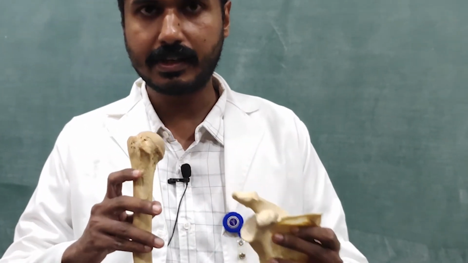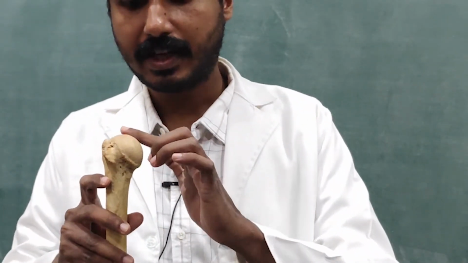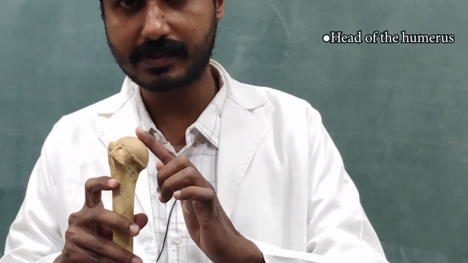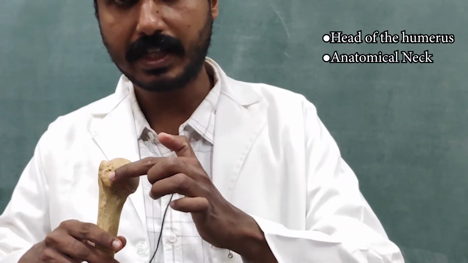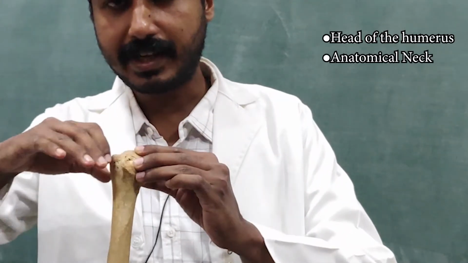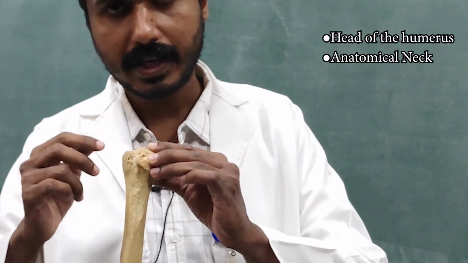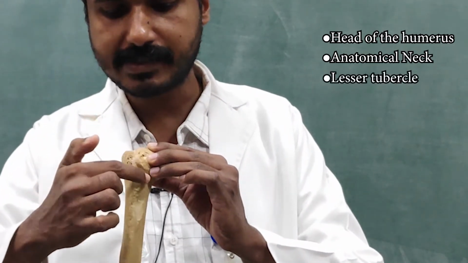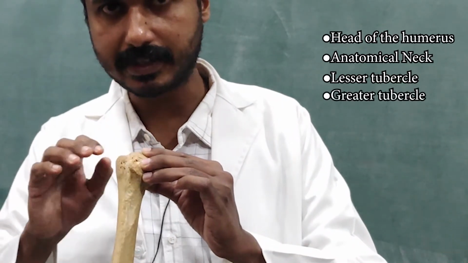So what you see here is the right humerus. You can see a smooth surface and this is called the head of the humerus. This will be directed medially. Around the head of the humerus, you can see the anatomical neck of the humerus. Outside this, you can see rough features in which you can see two prominent tubercles, and these tubercles are the lesser tubercle that is directed anteriorly and the greater tubercle that is directed laterally.